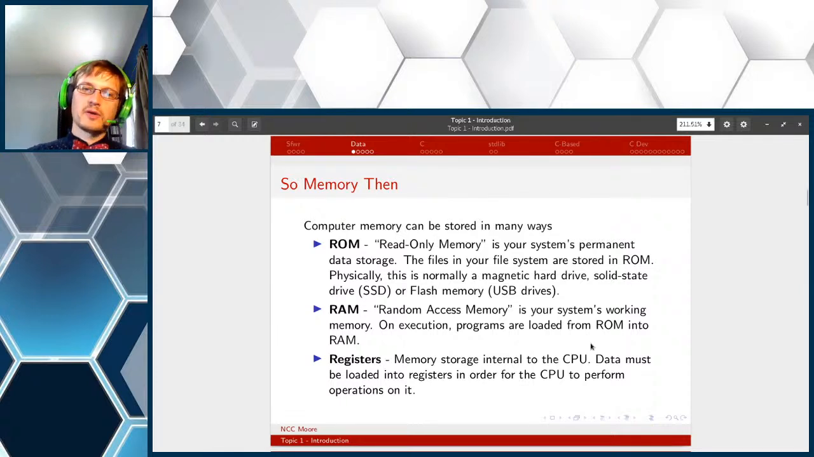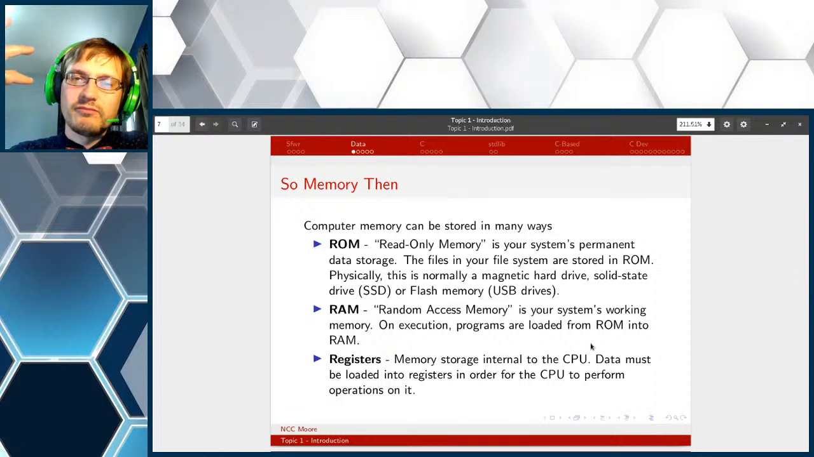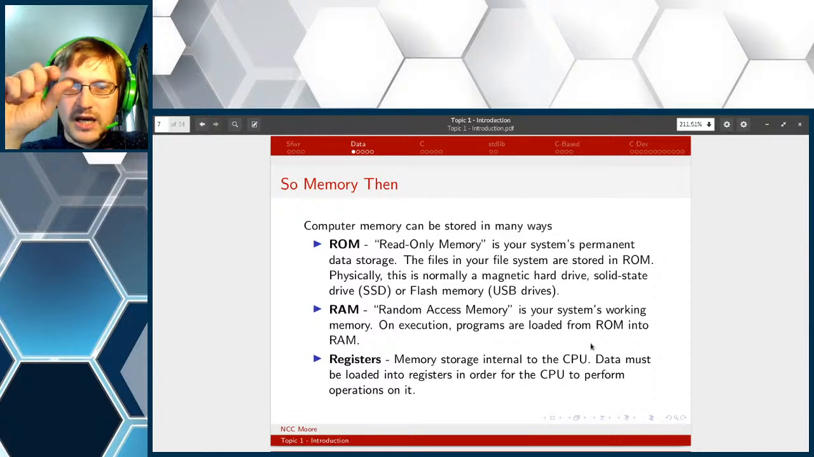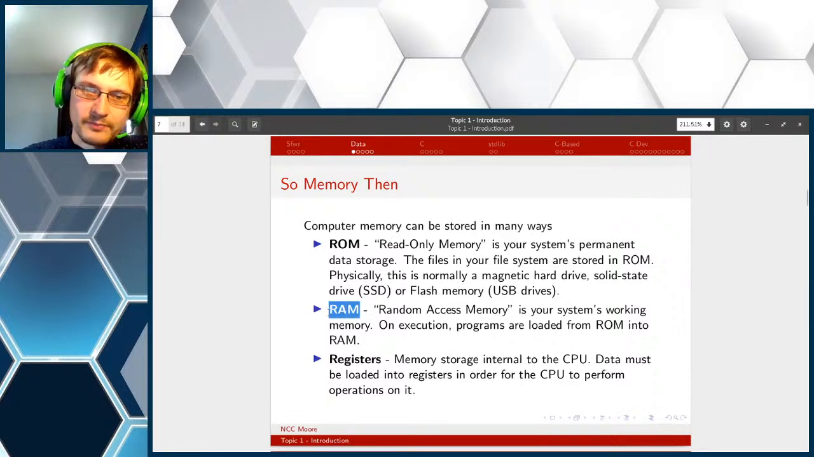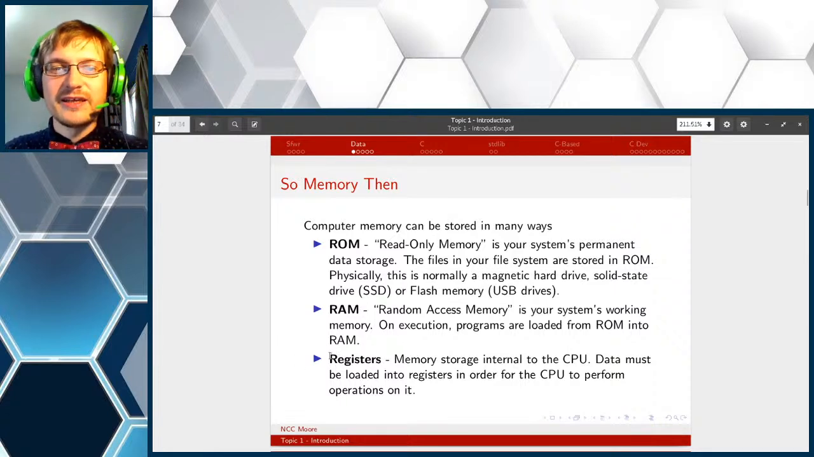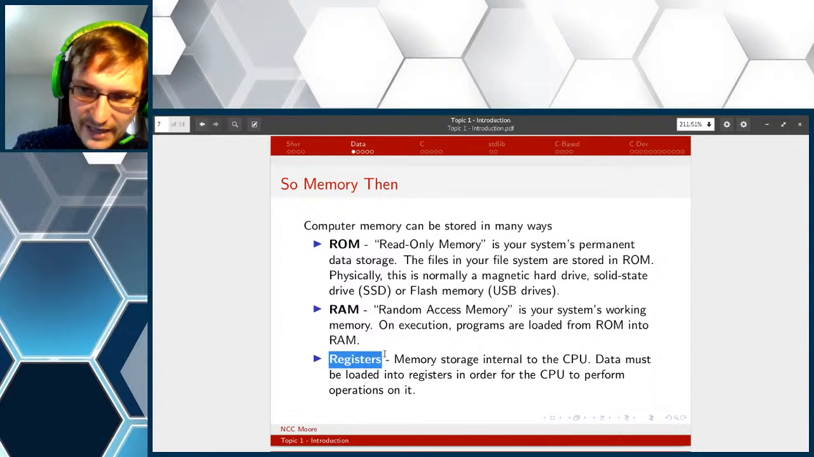You also have RAM, which is random access memory. This is your system's working memory. On execution, programs are loaded into the RAM from the ROM, if they're stored in the ROM. You should have an idea that when you're buying your laptop and it says it has 8 gigabytes of memory, the type of memory they're talking about is RAM. When they say 2 terabyte SSD, they're talking about ROM. Registers are a type of memory that's not in the rundown of features that your laptop will have when you buy it.